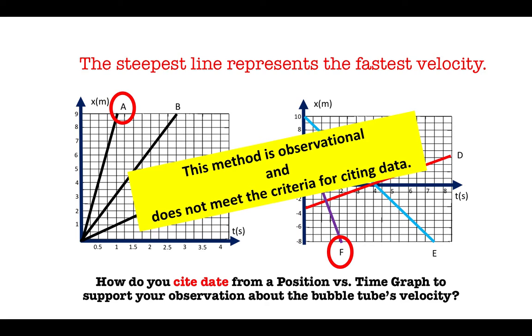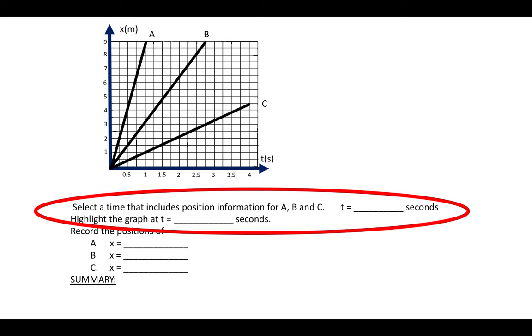You'll certainly want to remember and use this method when it's possible to simply come up with a comparison between objects. However, it does not meet the criteria for citing data. So we're going to make our way through how to do that. This is the example on the handout that you received.